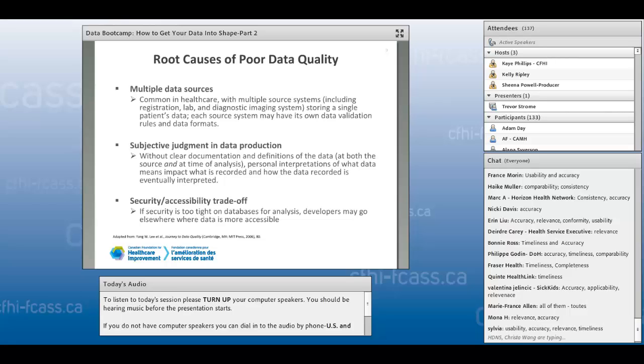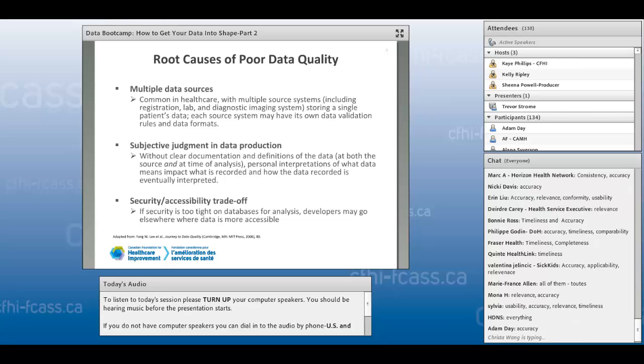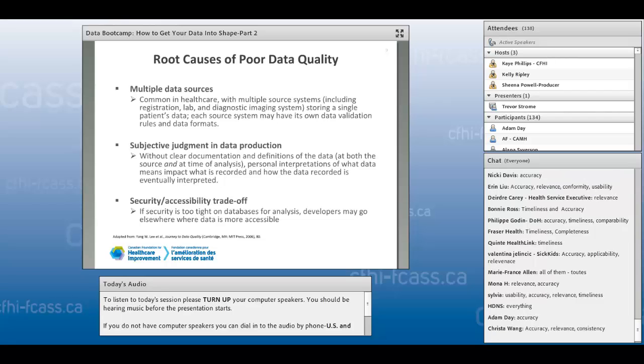These come from registration systems, labs, diagnostic imaging, and they all tend to store patients' data, such as demographics, birth date, etc. But each source system may have its own data validation rules and its own data format. So we actually might be running into the situation, and it's fairly common, when you've got these multiple data sources, but they've got conflicting information. So it can be a challenge to determine which one is right and ultimately deciding how do we choose which data we select. And this comes down to validation rules and timeliness, how up to date is the data.